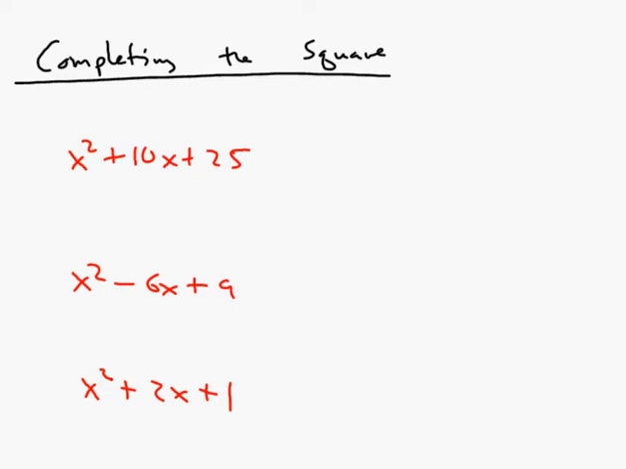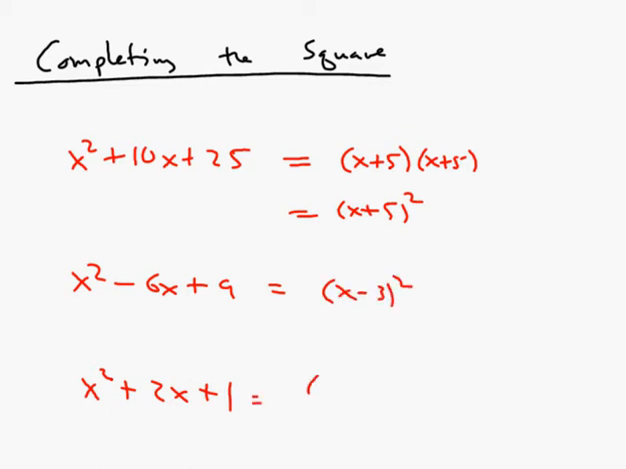Well, when you factor these, for this one, for example, you get x plus 5 times x plus 5, which is x plus 5 squared. And then when you factor the second one, you end up getting x minus 3 times x minus 3, or x minus 3 squared. And this last one, x plus 1 times x plus 1, or x plus 1 squared. So these are examples of what are called perfect square trinomials.